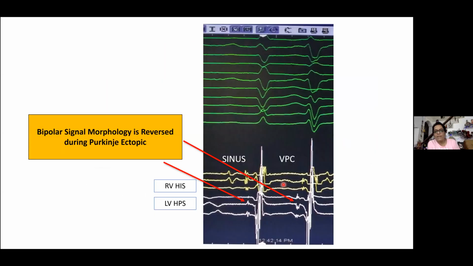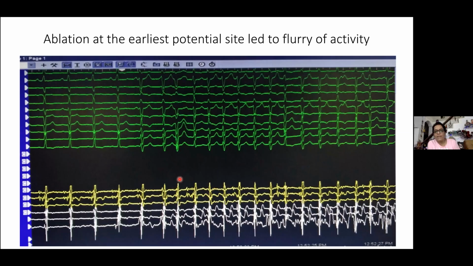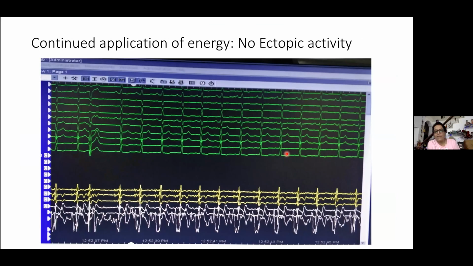You can also see a reversal of bipolar, something which is coming from between these two electrodes. You see complete reversal there. So once we start ablating from that point, you see a flurry of ectopic activity. You can see the similar kind of ectopic activity, all with S wave in V1, all narrow QRS, and it keeps on going till you give the ablation, and then finally it dies off. And then you have complete silence, even while ablating. So we have got rid of it.